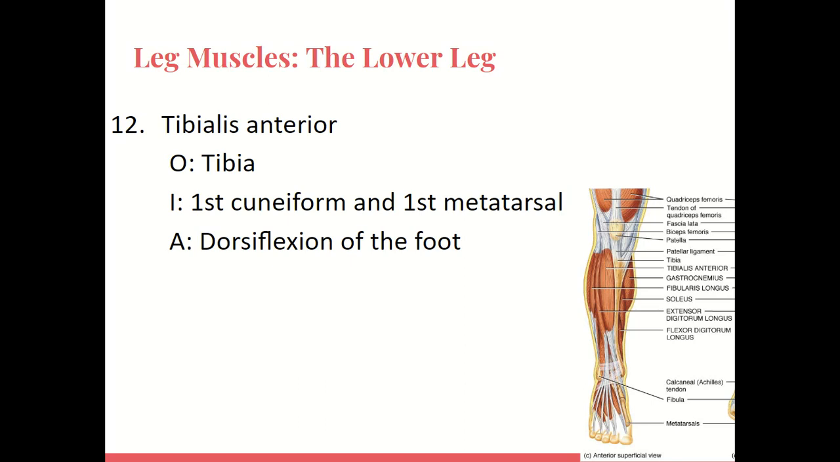So if you've ever gone for a walk or for a run, you have to lift your toes up so that they don't get snagged on carpet or rocks or whatever. And that's what the tibialis anterior does.